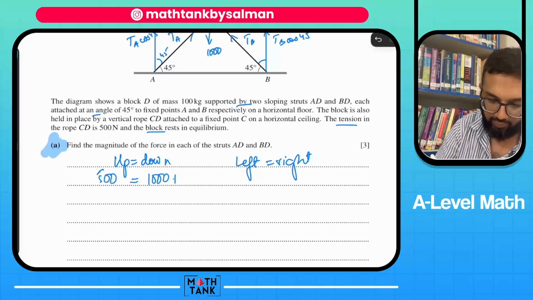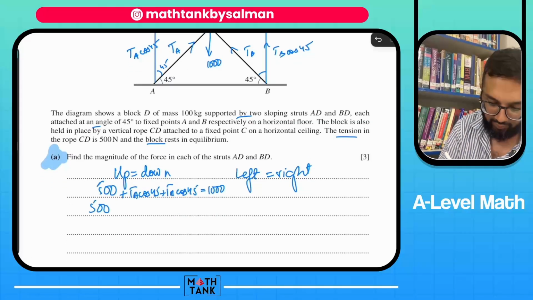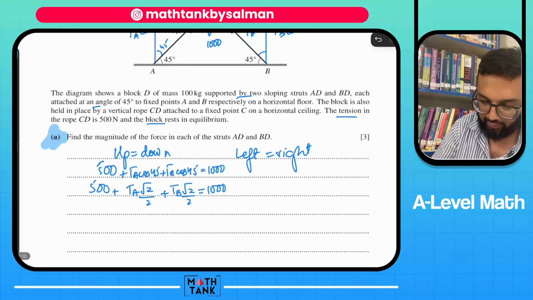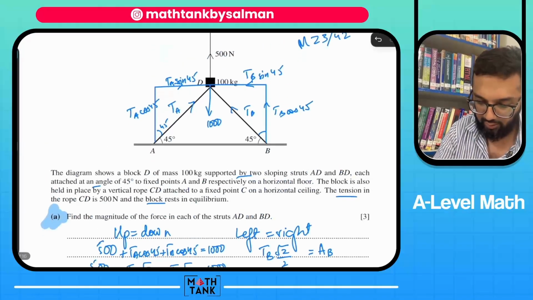down is 1000. अच्छा, अप में और भी है ना, अप में जो है वो T_A cos 45, T_B cos 45, और डाउन में जो है वो 1000. तो 500 plus T_A root 2 over 2 plus T_B root 2 over 2 equals 1000. Left is T_B sin 45, so T_B root 2 over 2 equals T_A root 2 over 2.